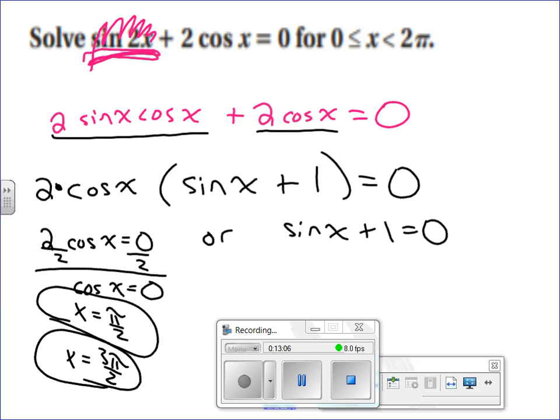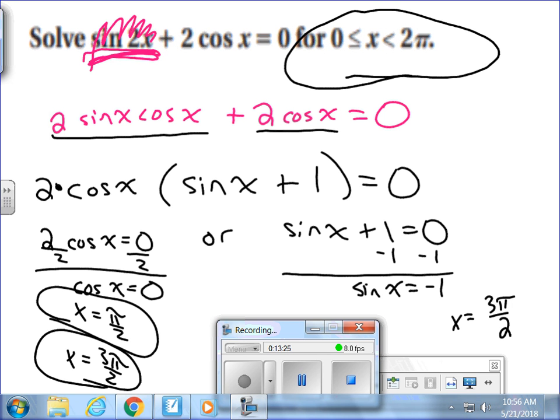And then over on this branch, subtract 1, subtract 1. Where on the unit circle do you see a sine value of negative 1? 3 pi over 2, which we actually already have on our list, so I don't even need to circle it. Yeah? Why would you not have to do like the plus?